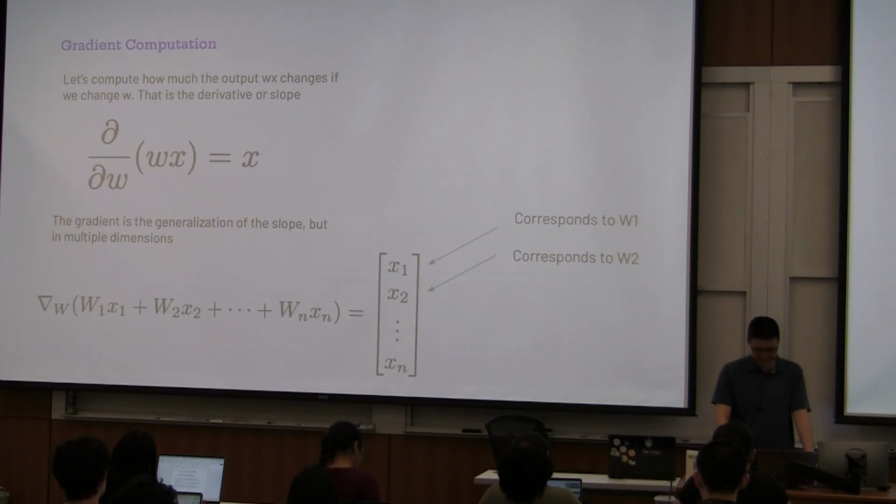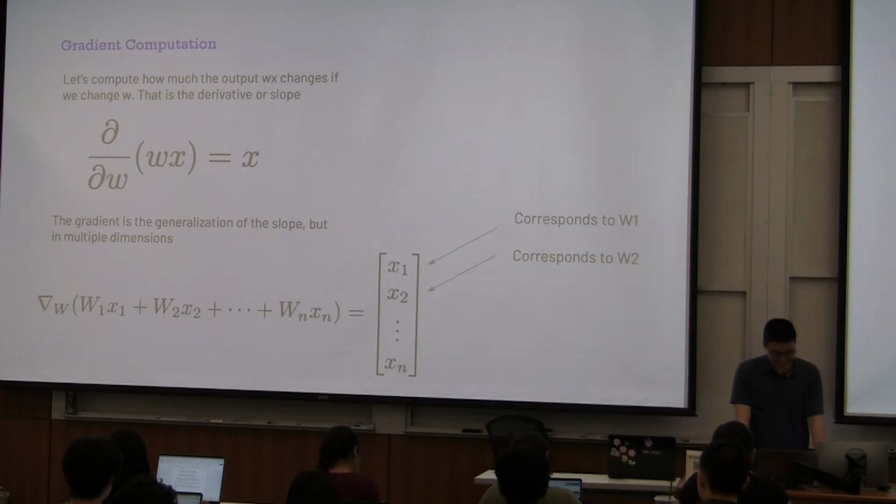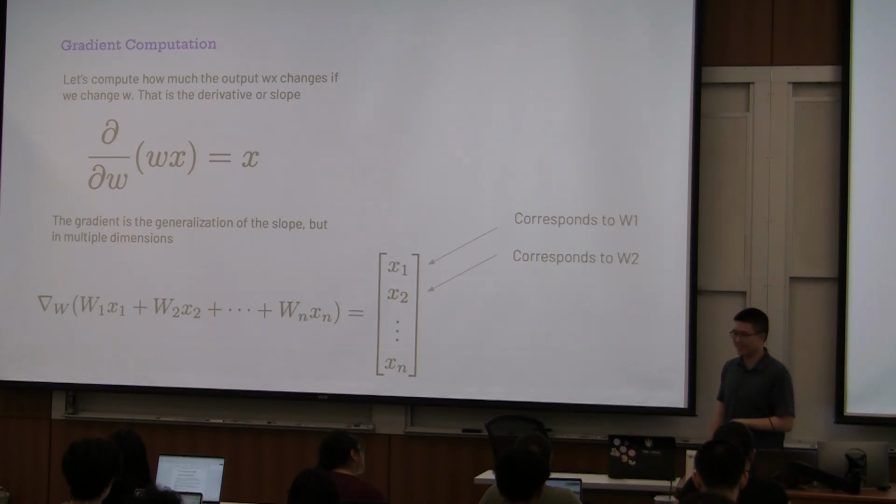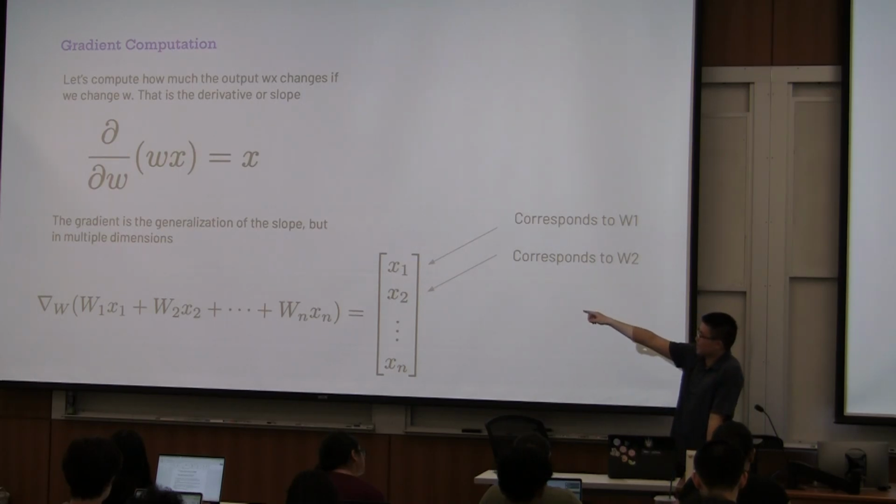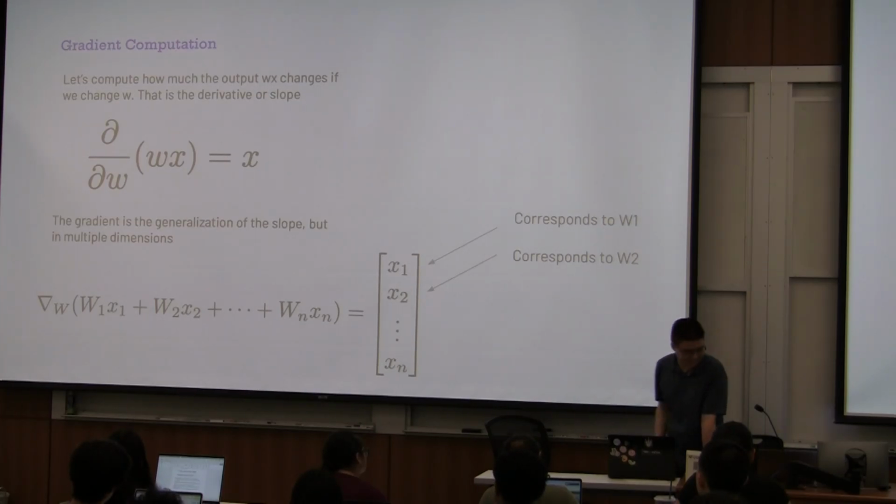Okay, now let's go into the gradient. What the gradient basically is: we want to see how much the output changes if we change an input, right? So let's start with partial derivatives, right? The partial over partial w of wx is just x, right? That just means if I modify w by some amount, if we modify w by 1, wx will change by 1, right?